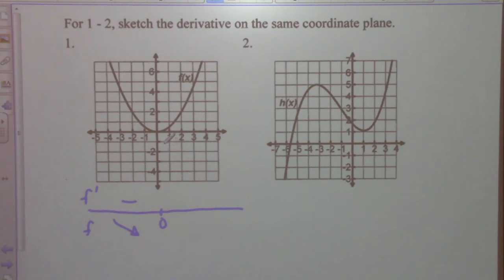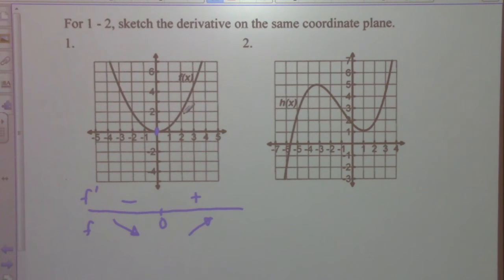Okay, and then we go to the right here. What is f doing here? F is going up, so f prime is positive. So now we can make the sketch. If you look at the slopes, it's going to start somewhere like this. We know it's going to change from negative to positive right here.